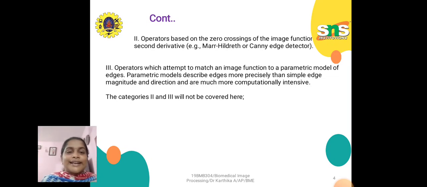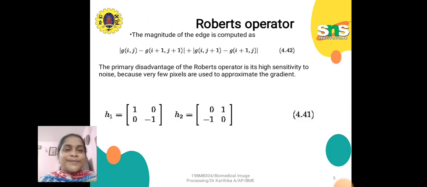Here the second and third categories will not be covered, because I've made that a separate part. First we have to discuss the first category, which is covered in our syllabus. And here first we have the Roberts operator. The magnitude of the edge is computed with h1 equal to 1 0 0 minus 1, and h2 equal to 0 1 minus 1 0.